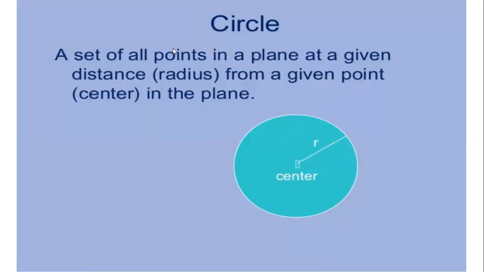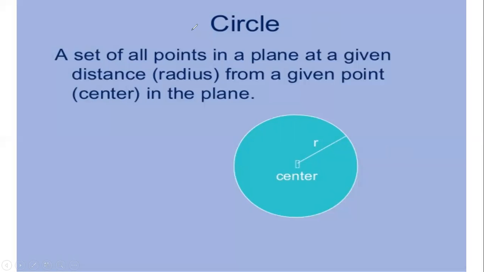We are going to look at circles. A circle is basically a set of points in a plane at a given distance, which we call the radius, from a given point or the center of the plane. As you can see, this one here is the center of the plane. Then the distance from the center to the circumference of the circle, because the distance around the circle is what we call the circumference. So the distance from the center up to the circumference of the circle is what we call the radius, and it is represented by letter R.